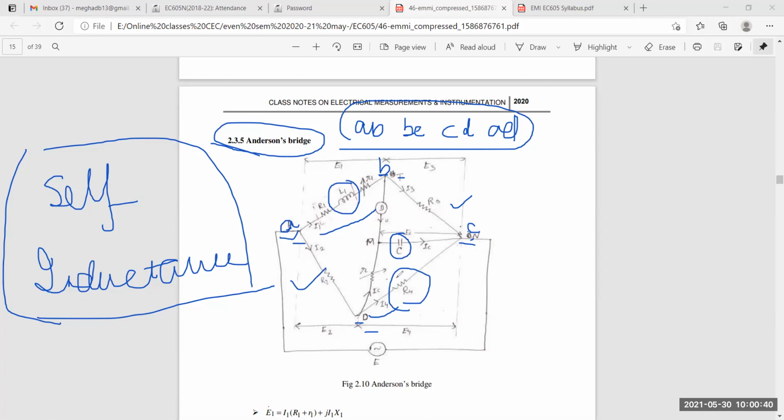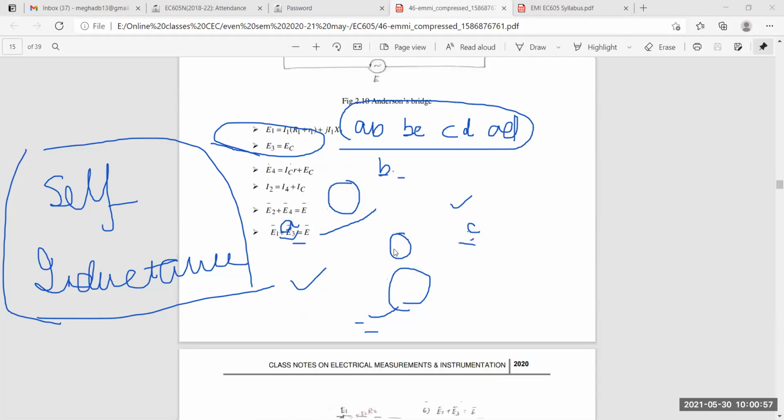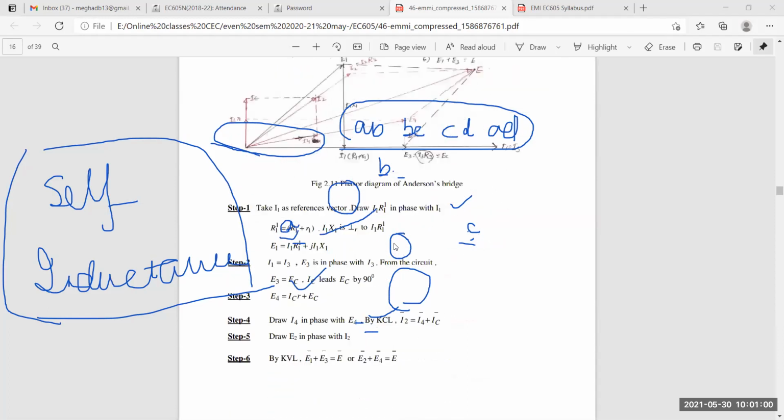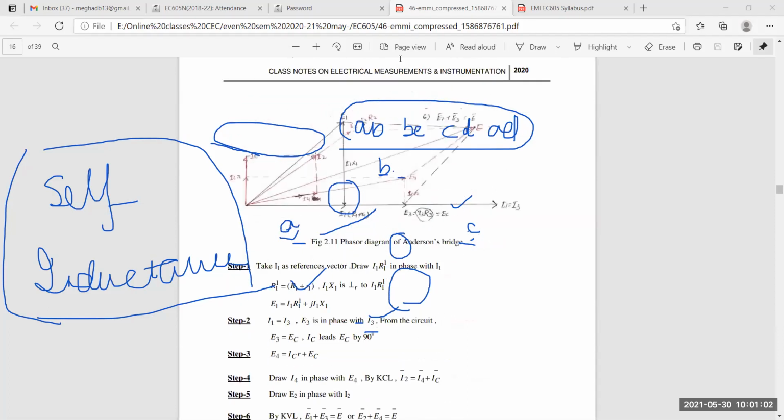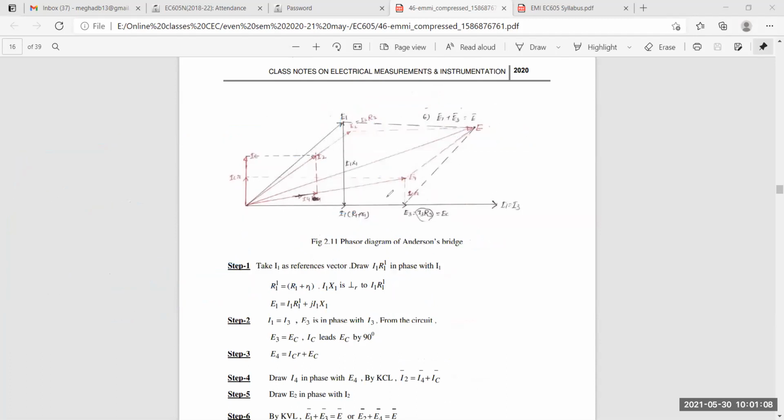So here the position of C is a bit different. It is connected here, and here is also a variable resistance small r. Okay, so this is the picture. Now we will do the derivation definitely, but before that, let us come to the phasor diagram of this particular Anderson bridge. Now let us see the phasor diagram. Look into it very carefully.